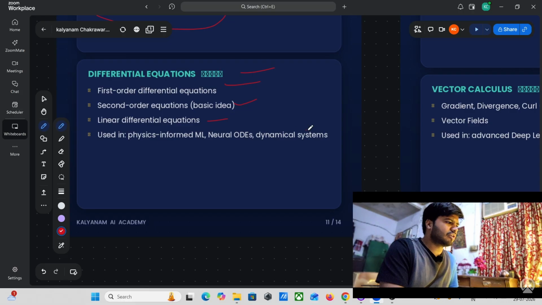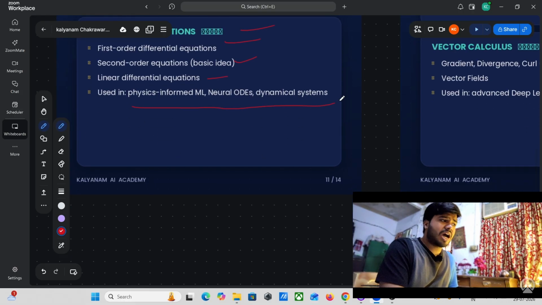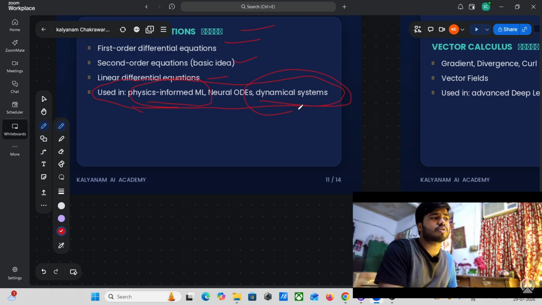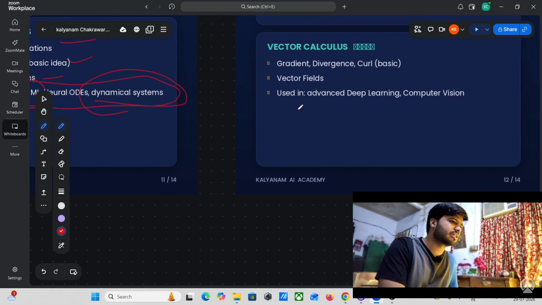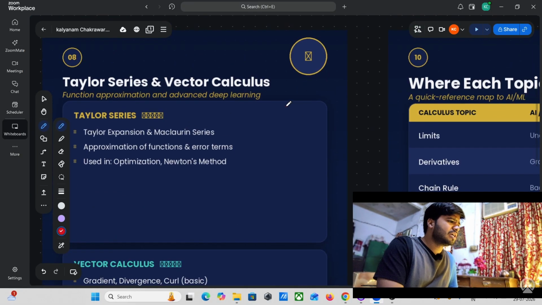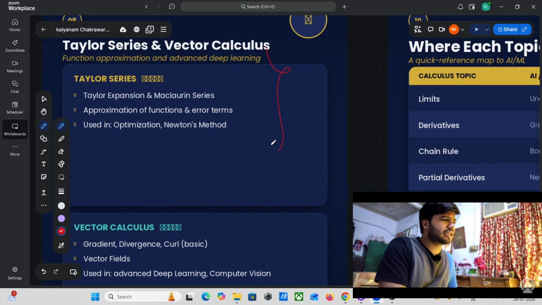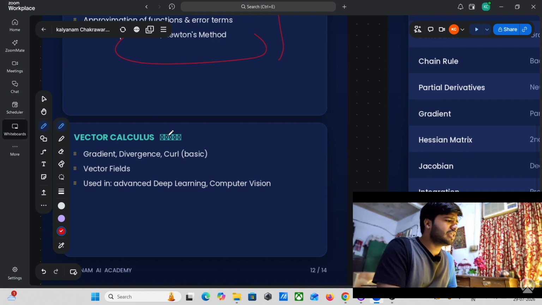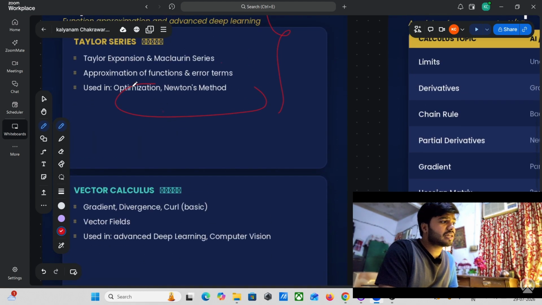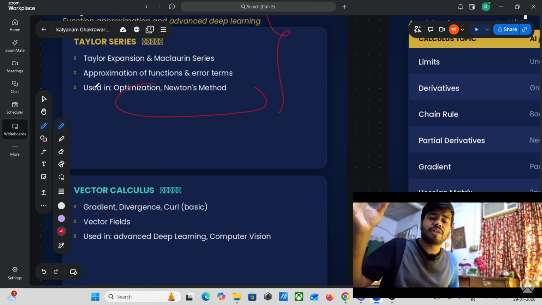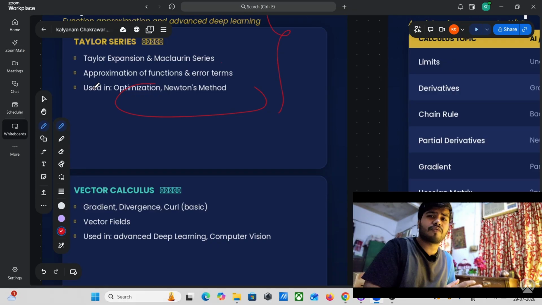And the differential equations, like the ones used in AI, I also discuss where they are useful, like in the physics-informed machine learning section, and neural networks, things like dynamic systems. It is useful for you. This is very, very important, guys. And in the upcoming section, this is Taylor's series, Taylor expansion and Maclaurin series, and approximation of functions, like the error terms used in optimization. In each of the topics I also discuss where it is useful, in which coding part, in which practical section it is useful for you, guys.